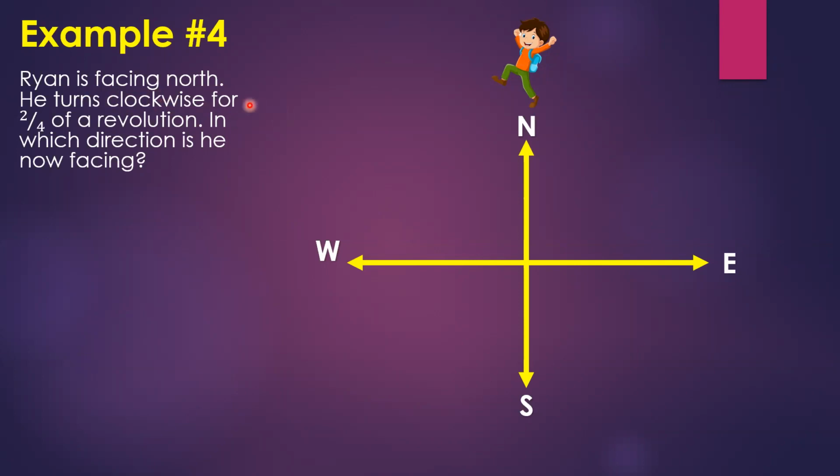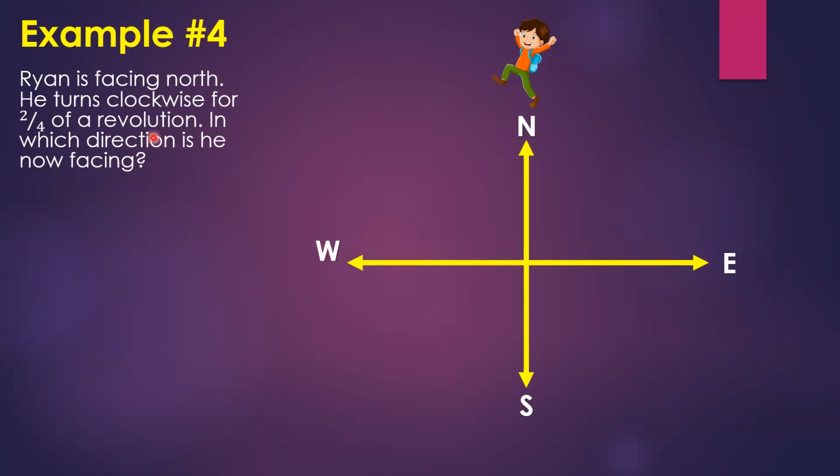All right, read this first, Jabez. Ryan is facing north. He turns clockwise for 2/4 of a revolution. In which direction is he now facing? Very good. Thank you. Destiny, are you there? Kiana, Janelle, are you there? Yes, sir. Can you read this question first, please?